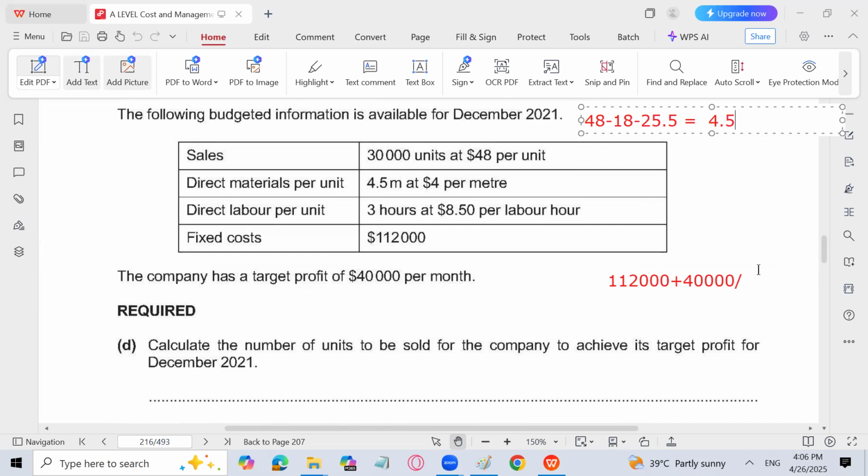So you will divide 112,000 plus 40,000 by 4.5. That is going to be the number of units that must be sold to achieve the target profit, along with covering the fixed cost. It is 33,778. So we need to produce 33,778 units to cover fixed costs along with the target profit of 40,000. But currently we are only selling 30,000 units. So we are not up to the mark. We are not able to achieve the target profit currently.